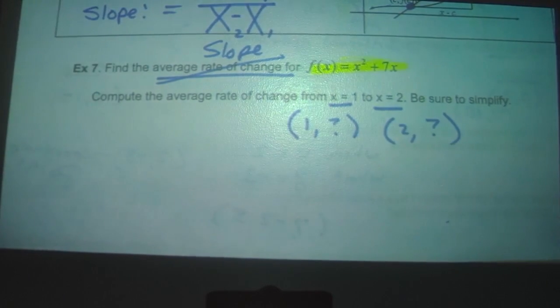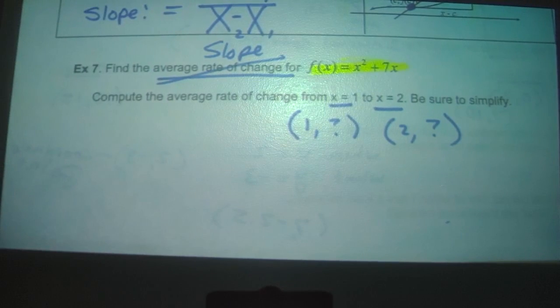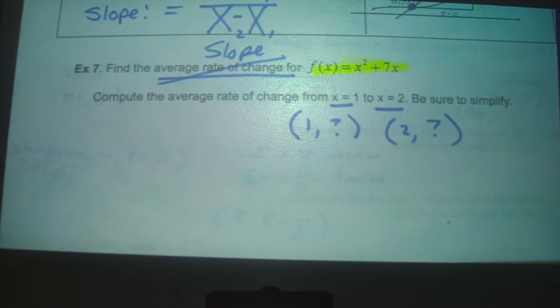What's that? We're going to use the slope formula in a minute, but we don't have the y's yet. How do we find the y's? That's my question. We are going to use the slope formula. That's good. We can't do it yet until I find the y's. We got x's.